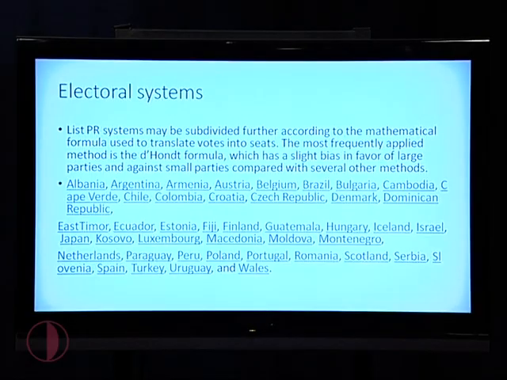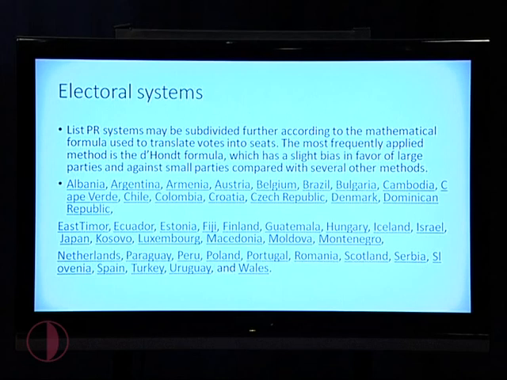Another formula is the D'Hondt formula. The list of proportional systems may be subdivided further according to the mathematical formula used to translate votes into seats. The most frequently applied method is the D'Hondt formula, which has a slight bias in favor of large parties and against small parties compared with several other methods. And I'm going to list some countries that are using the D'Hondt formula.